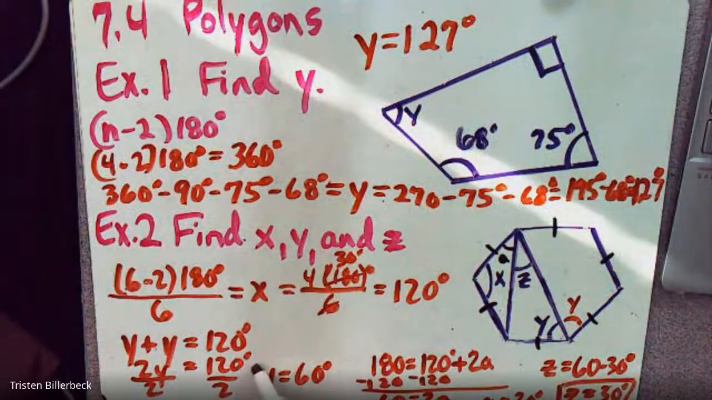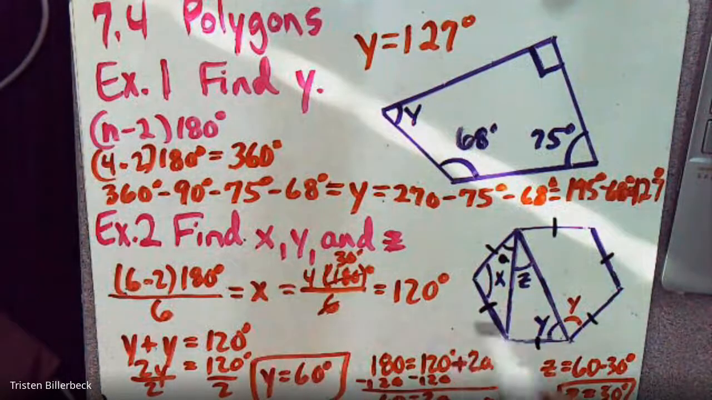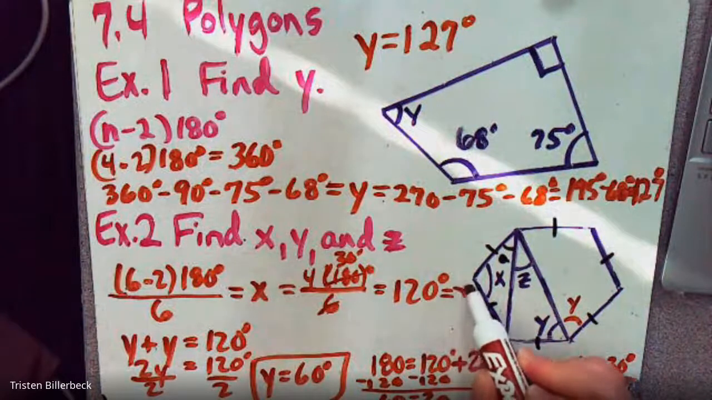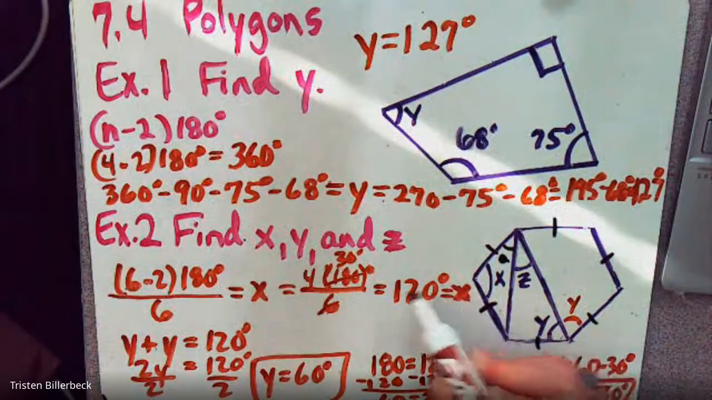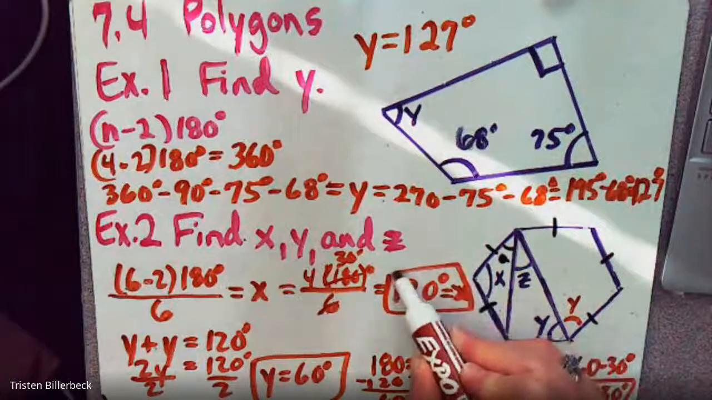So our answers are right here. We're going to have to box them in because this got a little messy and we ran out of room. So there's our little box.